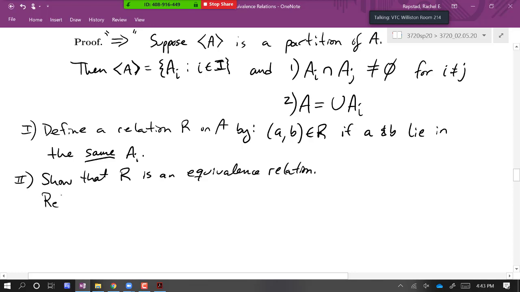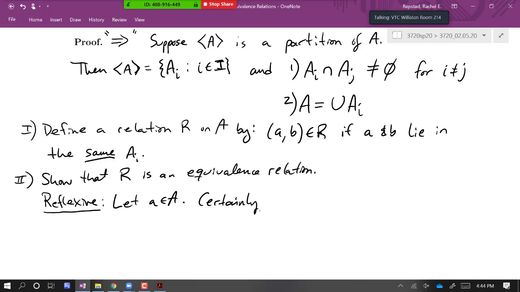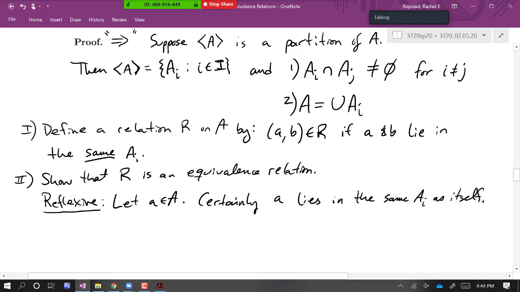So let's show reflexive. To show something's reflexive, we need to grab a single arbitrary element of our set. So let's let A be an element of A. We want to show that A is related to itself, but by the way we've defined our relation, we say that A is related to B if A and B lie in the same A sub I set. So I'm grabbing a single element A and I want to show that it's related to itself. Certainly, little a lies in the same A sub I as itself, right? It's not going to be in a set and not in the set at the same time. So that means that A is related to itself. And this relation is reflexive.